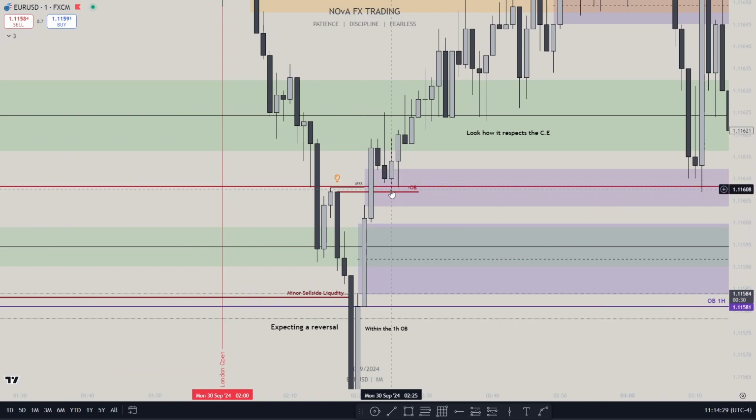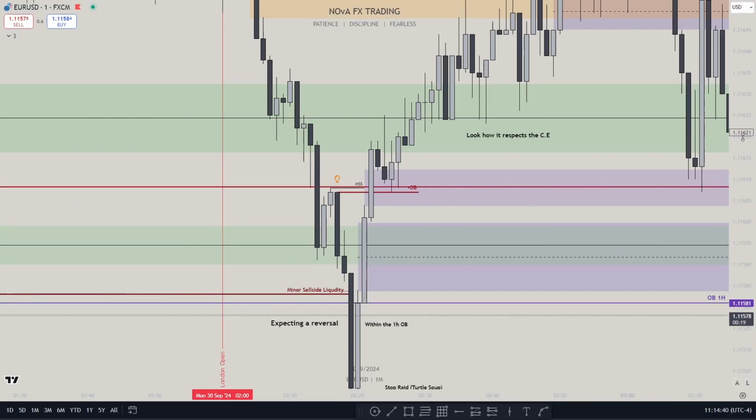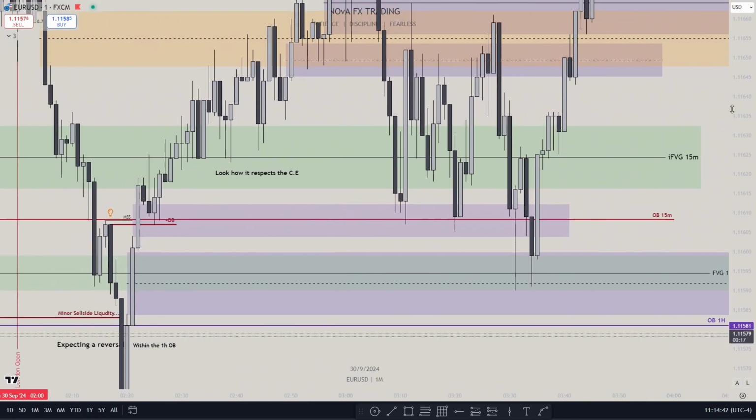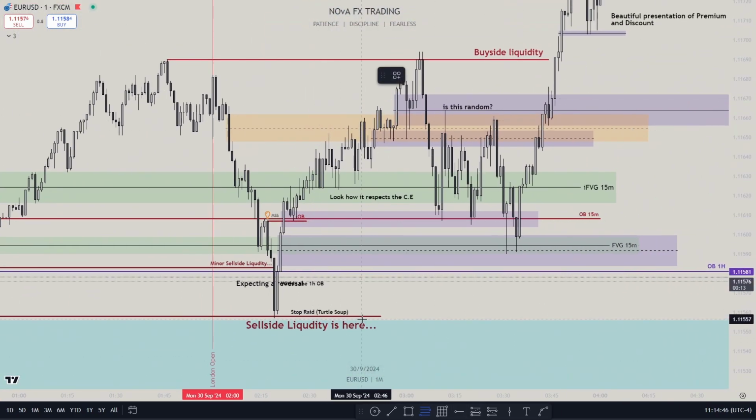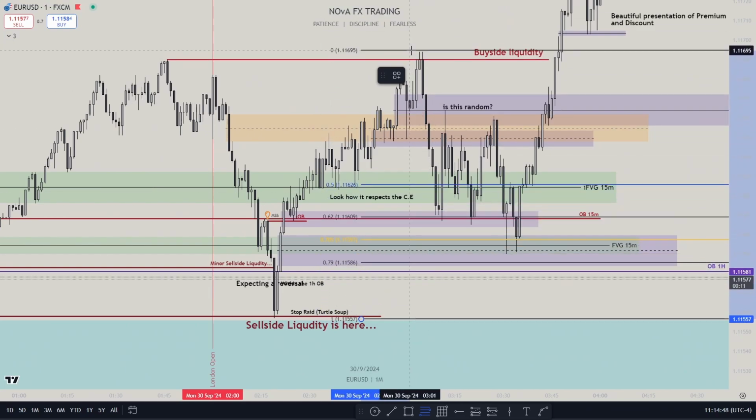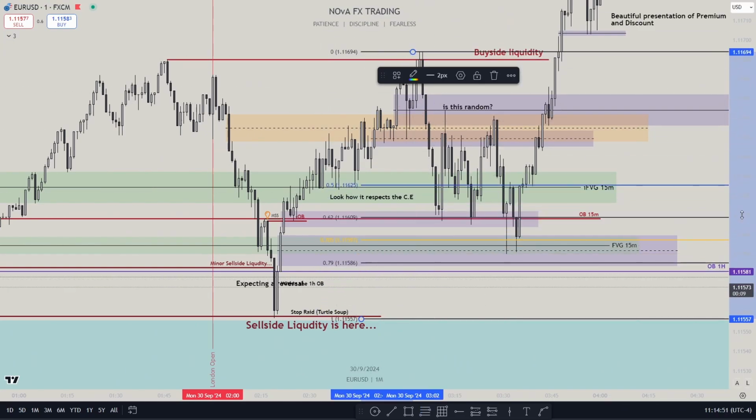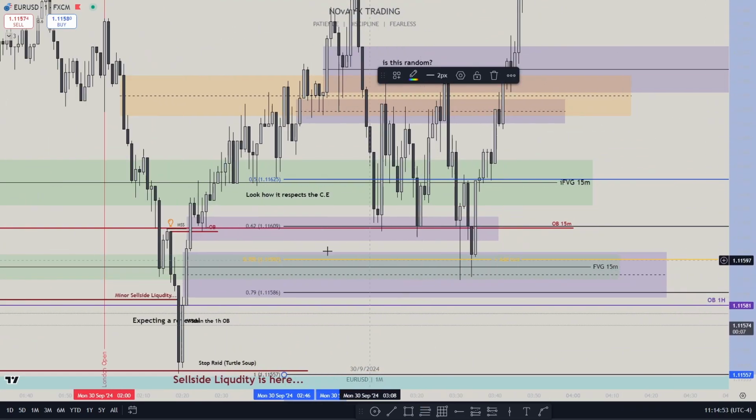As you can see, this is a measuring gap. It did not completely fill it up. It just went to the consequent encroachment and it just shot up. So this is a measuring gap, and this is a breakaway gap because the price did not tap it at all. So the price needs to come down to tap it and then shoot up. If you put the Fibonacci here, we can see the OTE levels right there. We can see how the 0.62 is right there, which is the consequent encroachment of this second fair value gap.